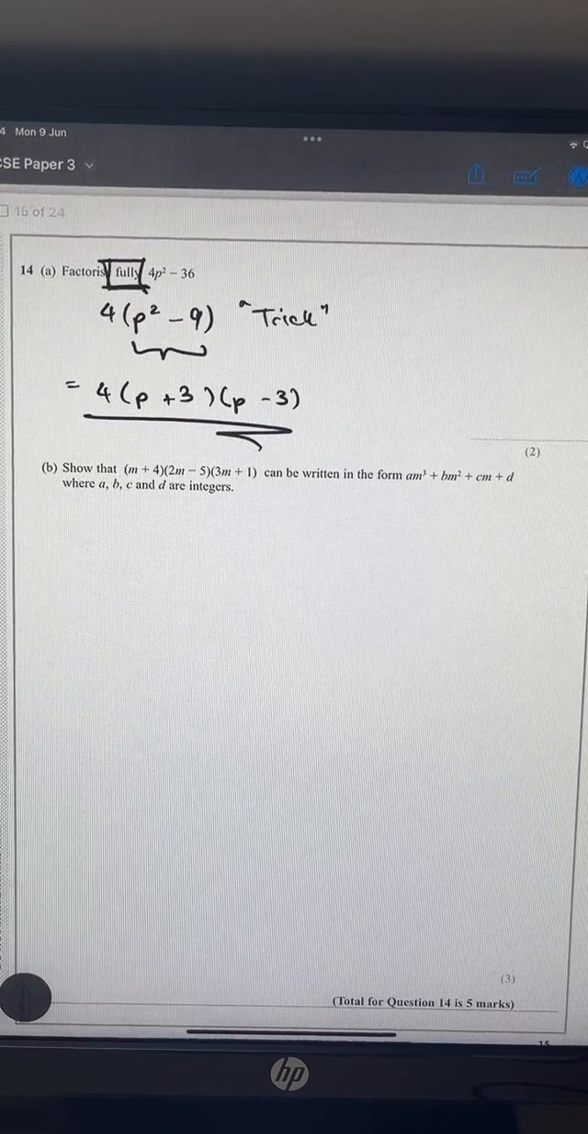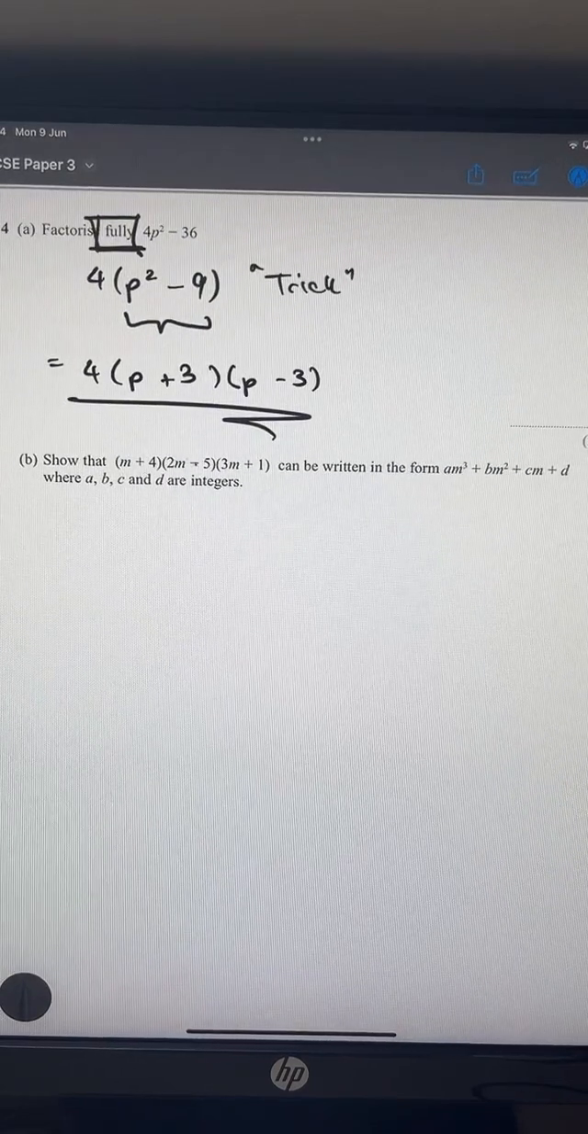Moving on to part B. Show that this triple set of brackets can be written in the form am cubed plus bm squared plus cm plus d, where a, b, c, and d are integers.